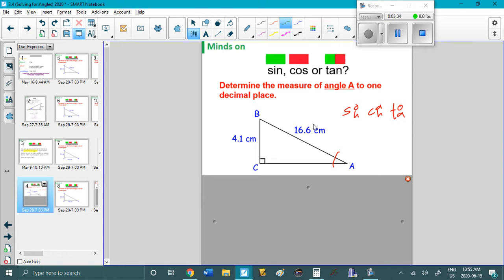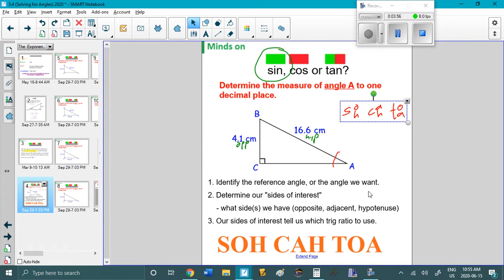All right, I'm hoping that you paused and tried that. If you didn't, try it now. So if this is our angle, we have the opposite and we have the hypotenuse. So we have O and H. I look at my SOHCAHTOA for O and H, which goes with S, which means this one would be sine. Then I've got some steps here which you can look at.